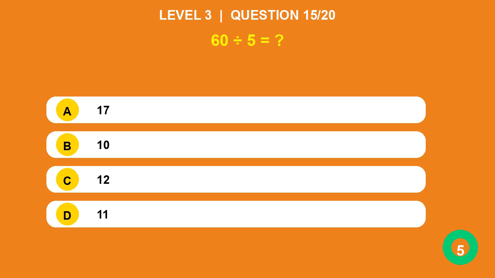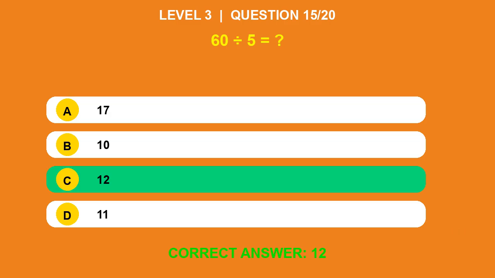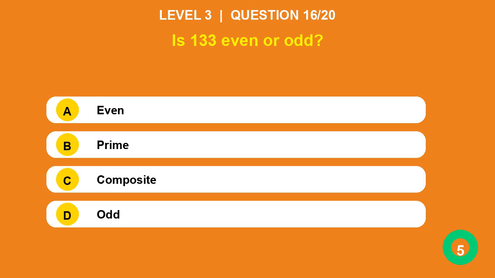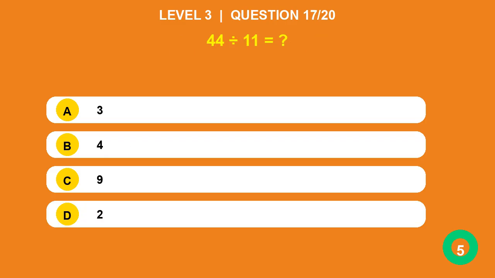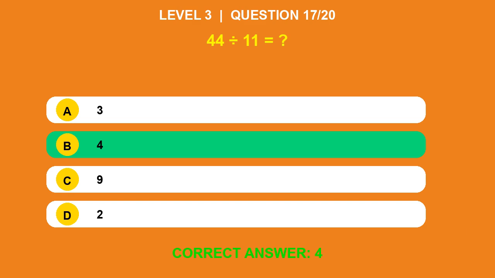60 divided by 5 equals? Answer is 12. Is 133 even or odd? Answer is odd. 44 divided by 11 equals? Answer is 4.